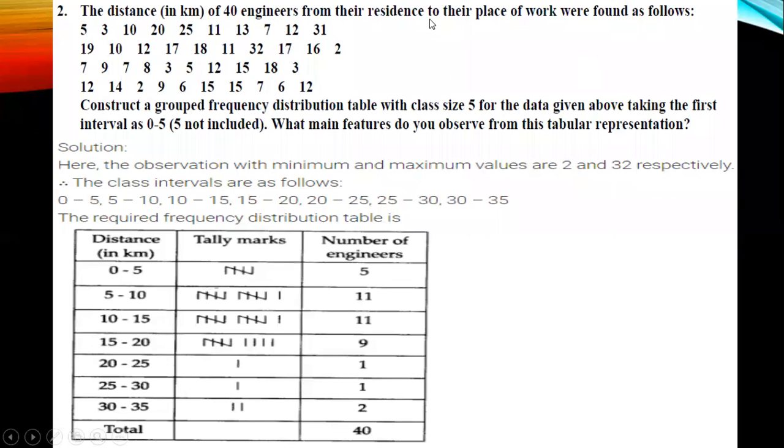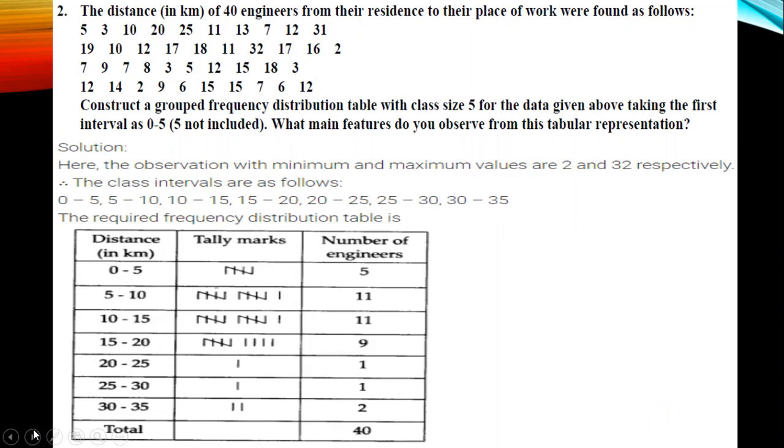Now the next number is 3. 3 will surely come into the class interval 0 to 5. And so on, we shall proceed with putting the tally marks as per the data that is given in the question. And you could find over here that there are 5 engineers whose distance between the workplace and their residence is between 0 to 5.